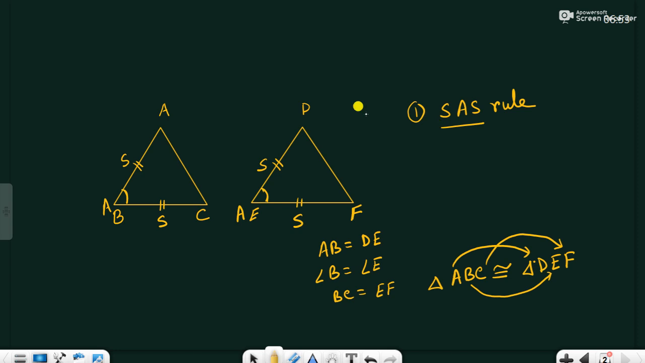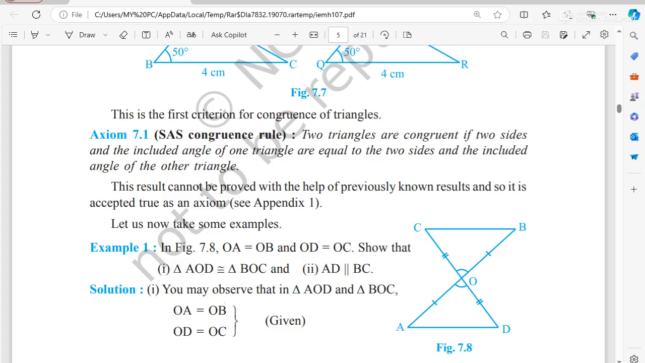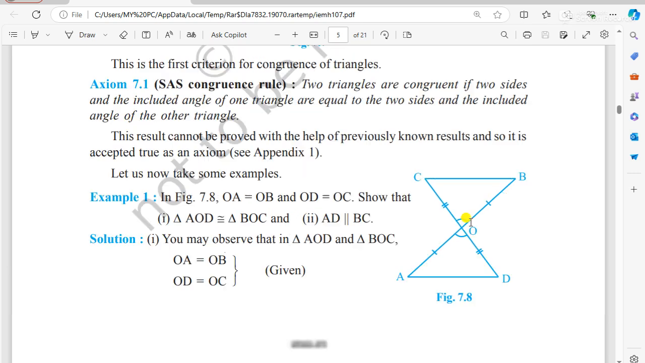This is the axiom, side angle side congruence rule. Two triangles are congruent if two sides and the included angle of one triangle are equal to the two sides and the included angle of the other triangle. Now if we compare these two triangles, this side is equal to this side, and this angle is equal to this angle, and they are congruent to each other, right? By the congruence rule of side angle side, and this is axiom 7.1, right?